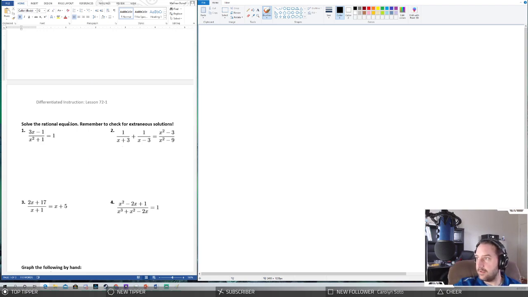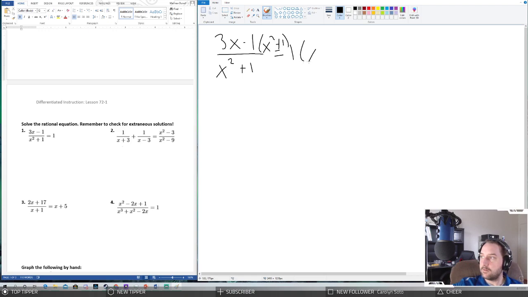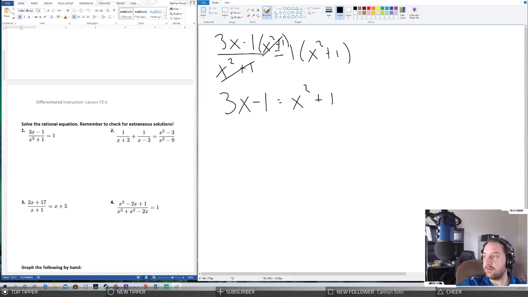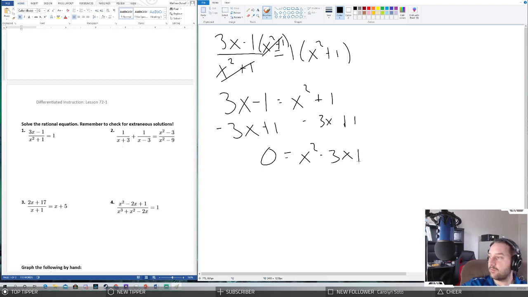So going through that, let's look at this first one. We have (3x minus 1) over (x squared plus 1), and that equals 1. So to get the x squared plus 1 out of the denominator, we're going to multiply everything by x squared plus 1. So that's going to cancel out. So then we get 3x minus 1 equals x squared plus 1. So now what we want to do is solve for x. And so we're going to minus 3x. We're going to add 1. And so I'm going to get 0 equals x squared minus 3x plus 2.